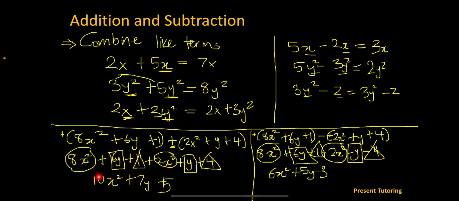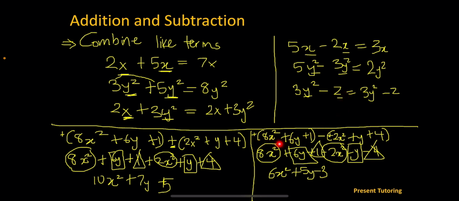That's how I got 10x squared. Then the things in the squares, 6y plus y, I got 7y. And then the things in the triangle, 1 plus 4, that gave me 5. So that's how I ended up with my answer over here.